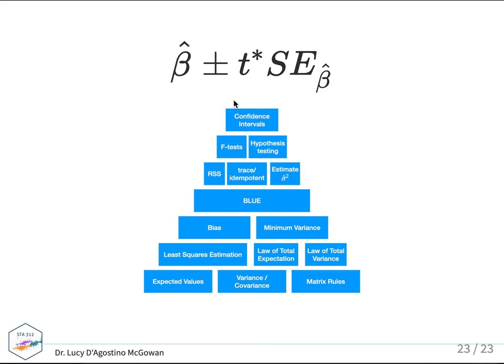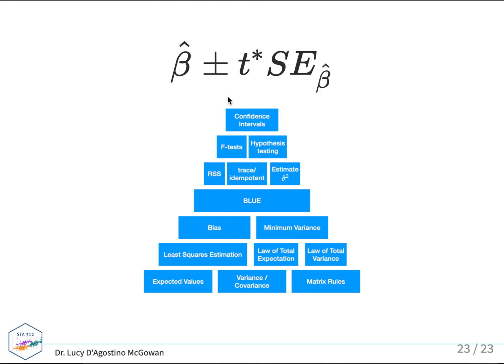quantify our uncertainty. And so our confidence intervals take that beta hat that we estimated from least squares using the expected value rules, the law of total expectation, et cetera, and they add and subtract from it t star, which comes from our t distribution, multiplied by the standard error of beta hat. And that standard error we pulled from our variance covariance matrix that we calculated using the rules that we've learned, kind of building up to this all along the way.